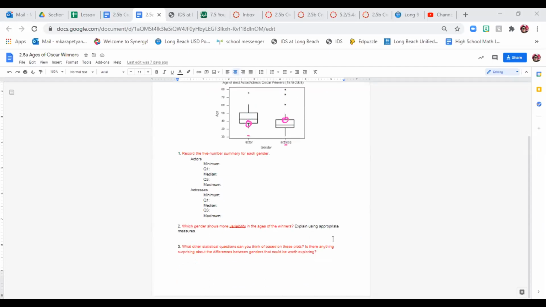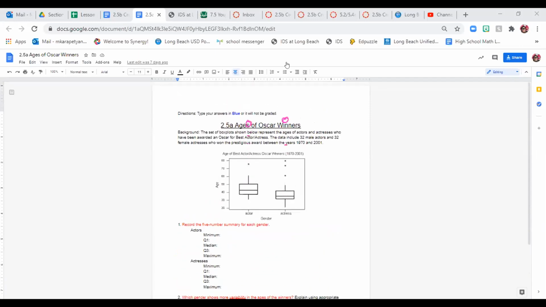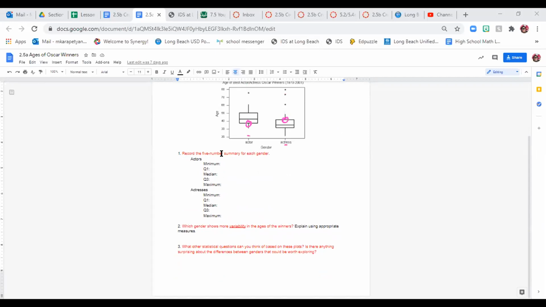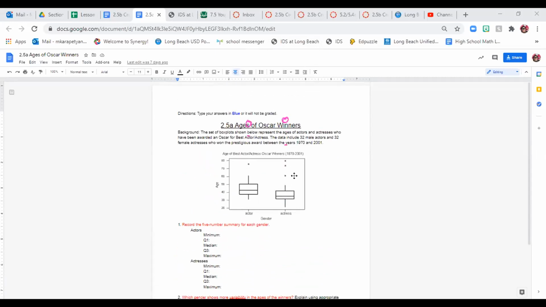So you're going to answer these questions for your homework, ladies and gentlemen. They're very straightforward. You're pulling your 5 numbers from the box plots themselves. So you're working in reverse here and then answering 2 questions about them. That's it. Both assignments together shouldn't take you longer than about 30 minutes.